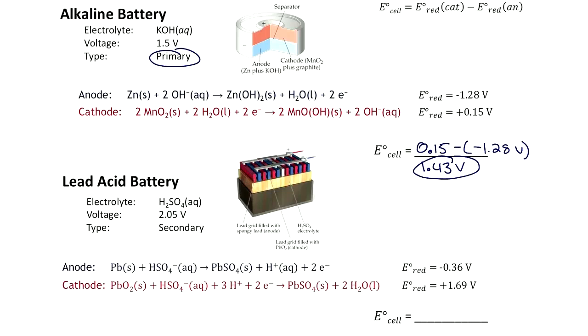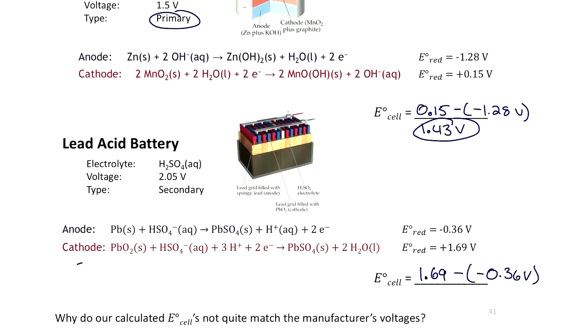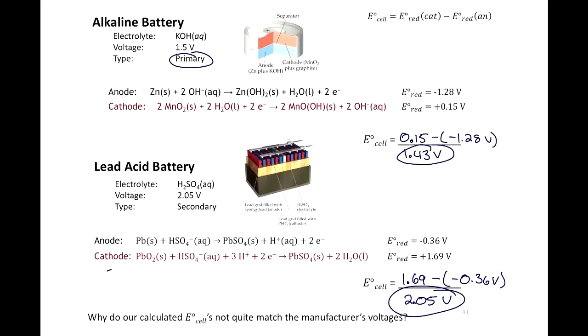So here, we can do the same thing. Let's calculate the cell potential of the overall cell given the anode and the cathode. So here, the cathode is lead oxide, so 1.69 volts minus the anode, negative 0.36 volts. So when you add those two numbers up, you get something like 2.05 volts, right? The voltage of one cell of the lead acid battery given by the manufacturer is usually closer to 2 volts.